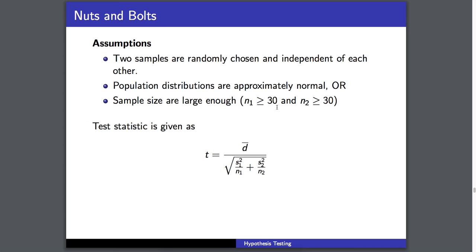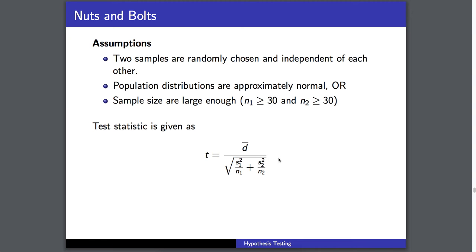Our test statistic is the difference of the sample means divided by the square root of the sample variance of the first data set over the number in the first sample, plus the sample variance of the second data set divided by the number in the second sample. This is our standard error, the square root of this lovely looking fraction down here.